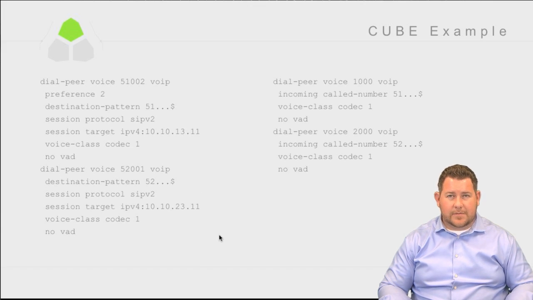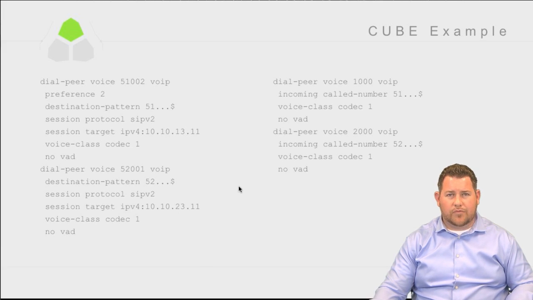And this has got the same destination pattern, 51 ..., same session protocol, and just a different target. We're pointing towards the pub here. And voice class codec 1, once again, that's going to be transparent. And we see here, this one is going to be 52001, destination pattern 52 ... Now we're pointing at the Site B server. So that's also going to have a codec transparent here as well.